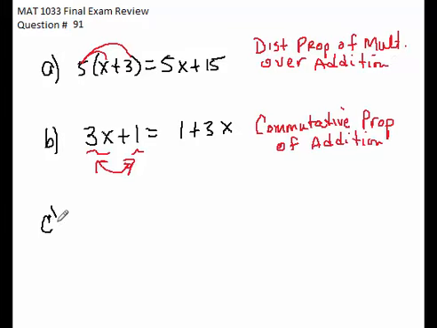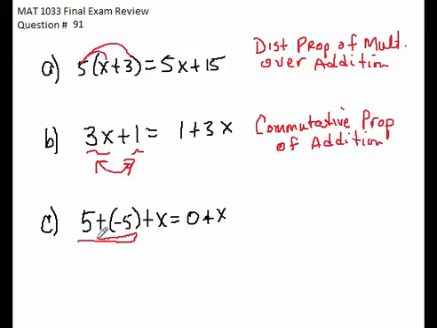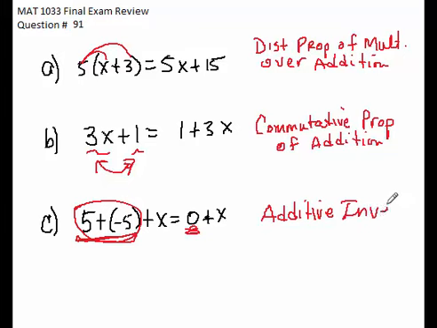And then part C, we've got 5 plus negative 5 plus x equals 0 plus x. And again, we want to know, based on what we started with on the left side, what property allows us to rewrite it as the right side. If you notice, the only thing that has changed is that 5 plus negative 5 has been replaced by 0. Well, 5 plus negative 5, that's a number plus its opposite, so additive, and those are inverses of each other. So this would be additive inverse.